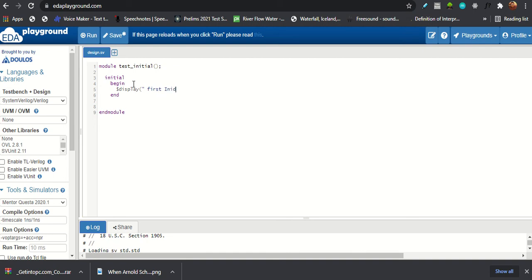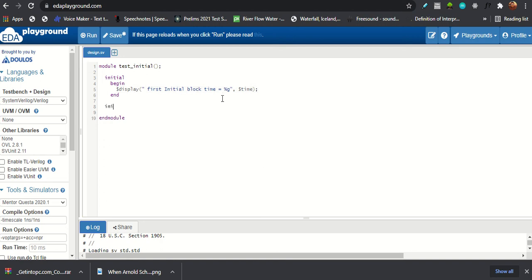first initial block, and I'll see %g time equals to %g $time. So $time is a system directive that will give us the time at which this display statement has been executed by this program.